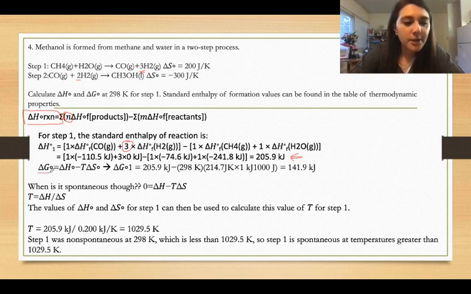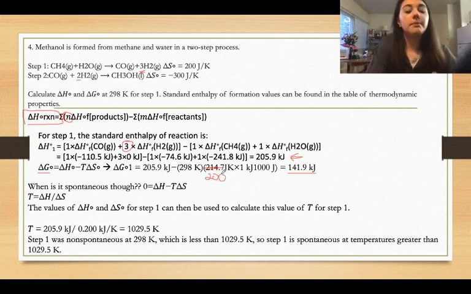And then for Gibbs, we know that we just take the standard enthalpy and subtract the temperature times the given entropy value. When I plug all these things in, I get 141.9. All right, when is it spontaneous? Wait, this entropy is 200. I didn't plug this in right at all. I think I rounded something. Well, it was given to me, I just didn't plug it in correctly.